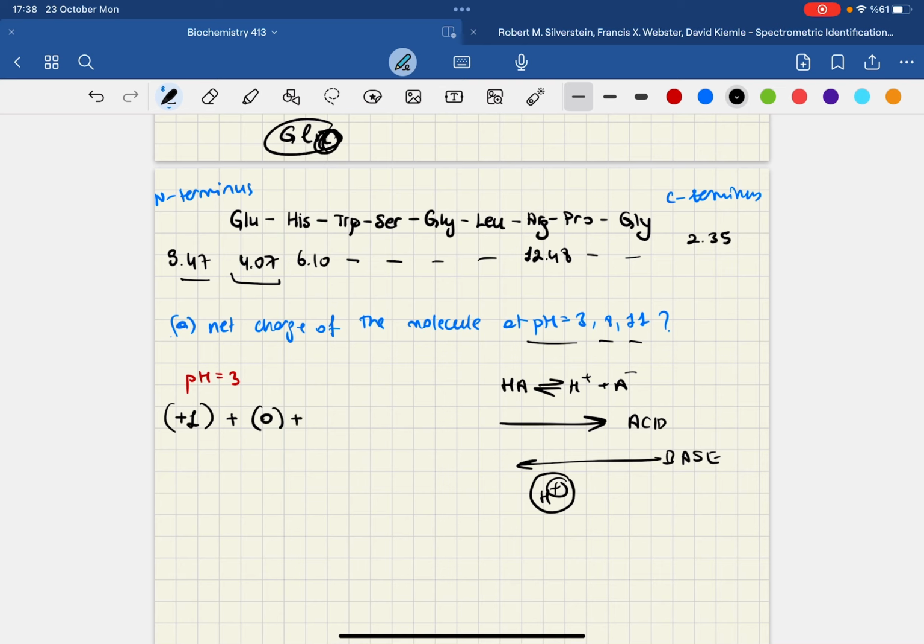Plus histidine. Now, histidine, I know that it's written 6.10. However, we must pay really close attention to this part, because there's a key concept. It's really probable that a lot of students will think, well, it's an acid, as its pKa is smaller than 7, and the pH is 3, smaller than its value, so it will have 0 charge. But no, this is not the case. We should know that histidine is a basic amino acid.